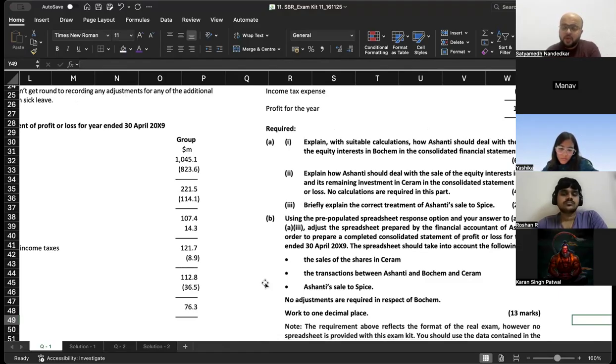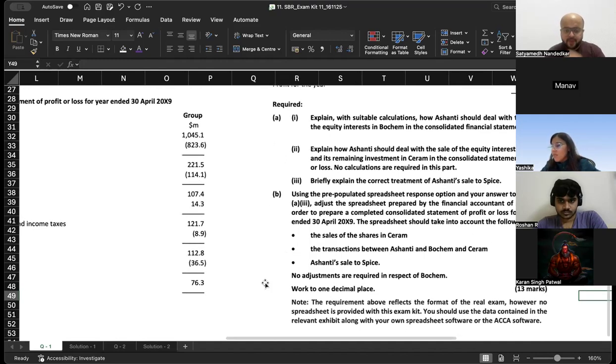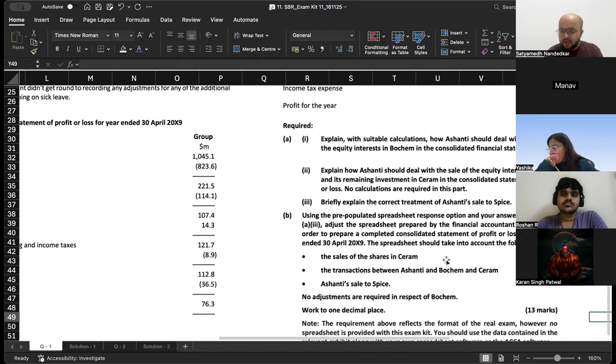Explain how Ashanti should deal with the sale of equity investment in Serum and its remaining investment in the consolidated statement of P&L. No calculations are required in this part. ठीक है? ये how to deal with this sale of equity investment interest in Serum and its remaining investment.